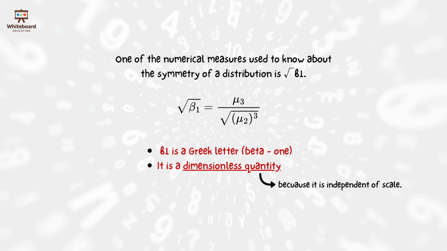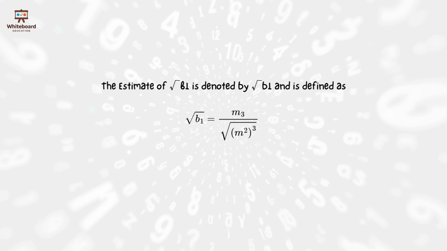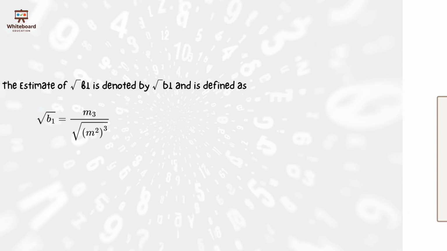Now, if the value of square root beta 1 is 0, then it is a symmetrical distribution. If less than 0, then negatively skewed distribution, and if the value is greater than 0, then positively skewed distribution. And if we need to find the estimate of the square root beta 1, then we use the sample formula, which is this. Next, we are going to discuss the measures of skewness.